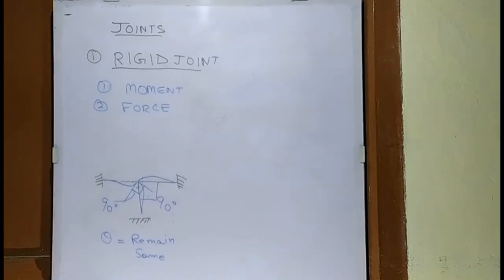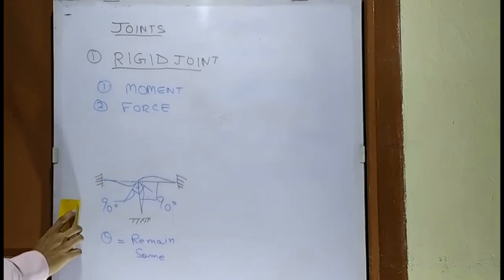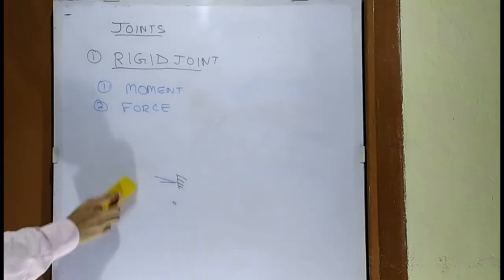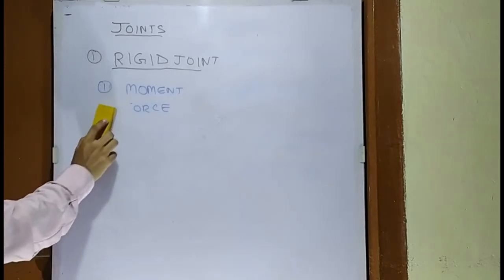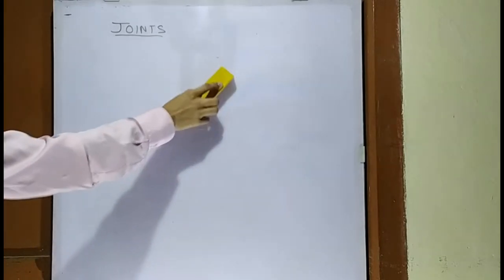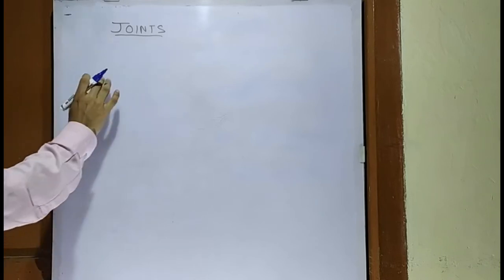Now we have understood what a rigid joint is, and let us move to our next important joint, which is an internal hinge. So what is an internal hinge? Internal hinge is a very important joint, because we may use this type of joint to make our beam statically determinate. We will talk about determinacy in our future videos. Right now let us take a simple brief of the internal hinge.